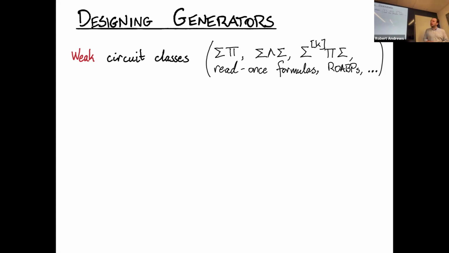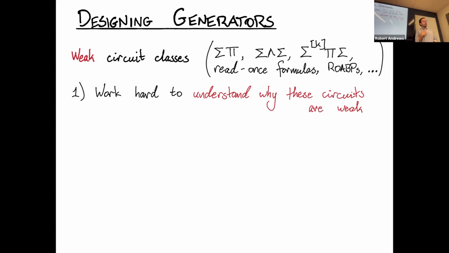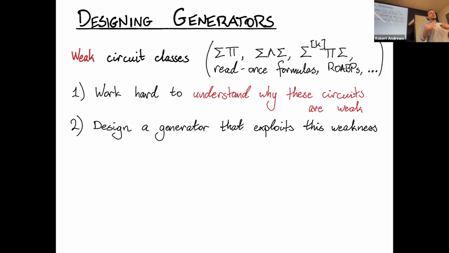So how would you design a generator? Well, the first step is you're going to work really hard to understand what these circuits are doing and understand why they're weak in some way or another. And then once you've done that, you use the intuition and the knowledge you've gained from, say, proving a lower bound to go and design a generator. This is extremely vague and hand-wavy. You're not really meant to learn something from this. This is just to say this is one way that people design generators in practice.